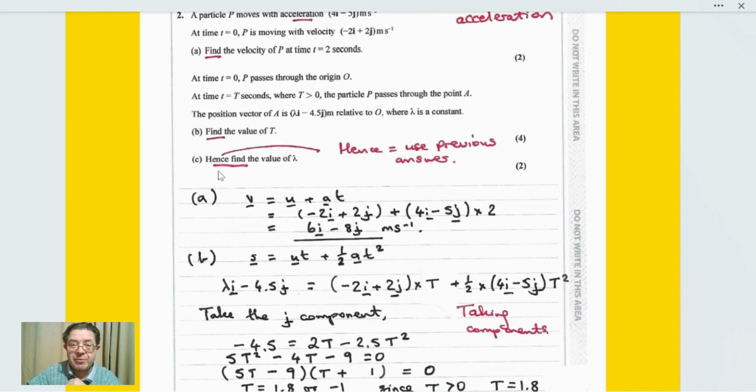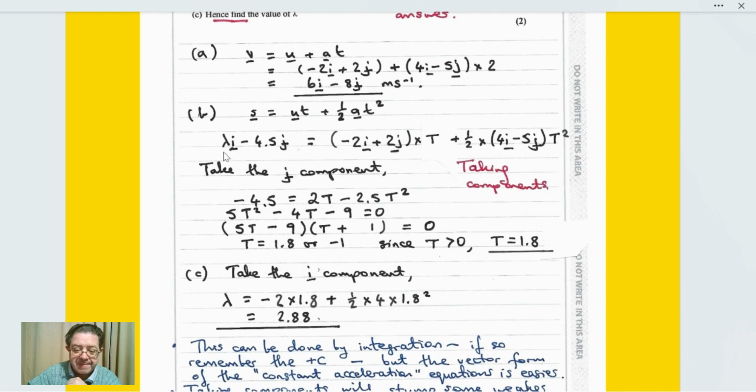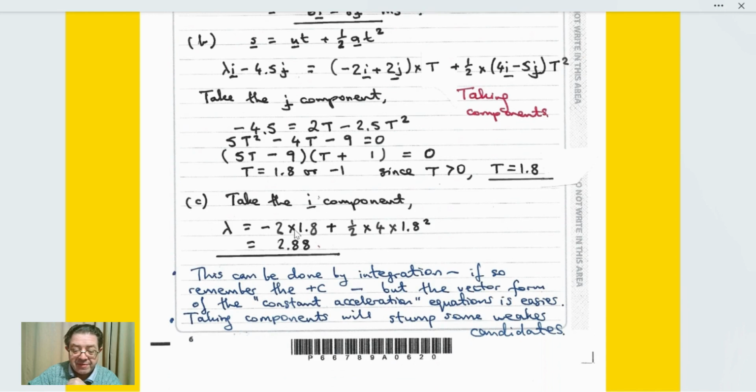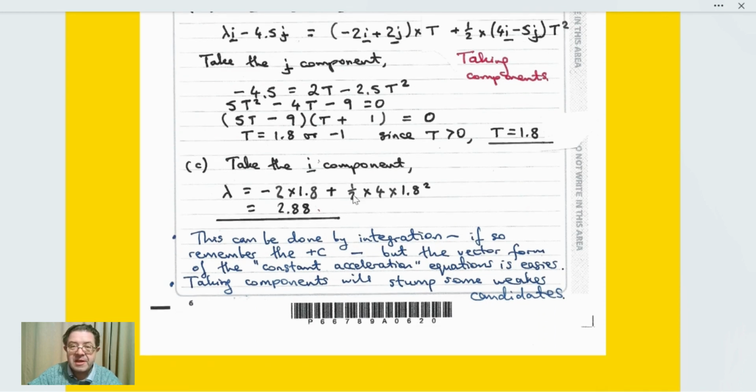Part C, hence, find the value of lambda. A reminder that hence means use the previous answer. So we're back to this equation in part B. Take the i components. Lambda will equal minus 2 times 1.8 plus a half times 4 times 1.8 squared, which is 2.88. Now, this is an equation of constant acceleration. You could have used integration for this. It's not needed. It's probably harder. If you do use integration, then remember the plus c.